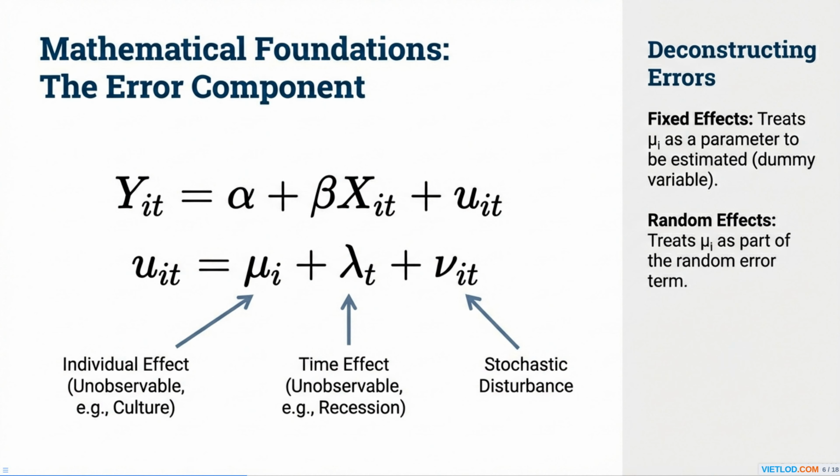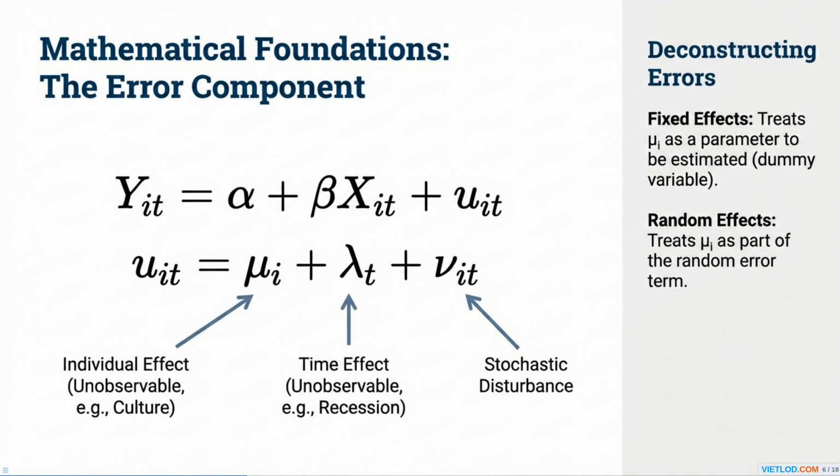The critical insight in panel data analysis is the decomposition of this error term. We break down UIT into three distinct components. UIT equals mu I plus lambda t plus nu IT. The first component, mu I, is the individual effect. This captures unobservable, time-invariant characteristics specific to each individual, such as a country's culture or a firm's unique management style. The second component, lambda t, represents the time effect. This accounts for unobservable factors that affect all individuals at a particular point in time, like a global recession or a widespread technological change.